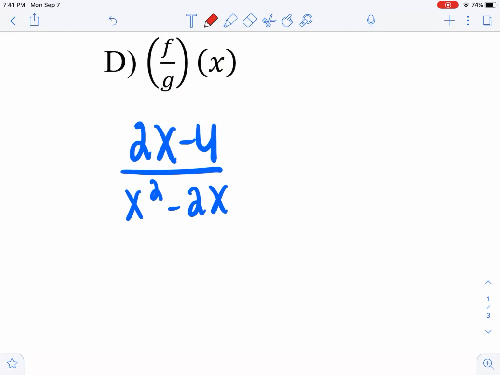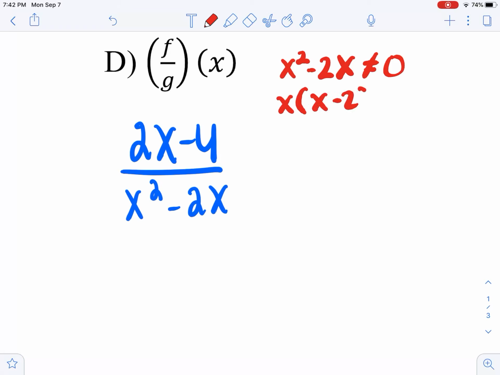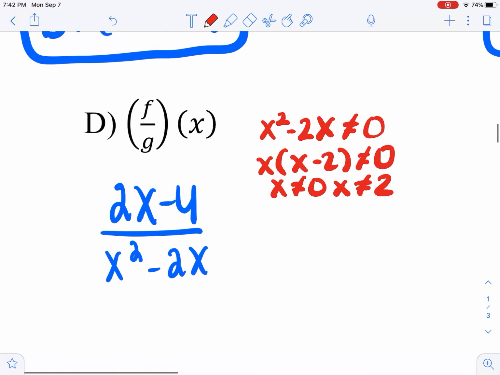Are there any restrictions here? Yes, there are. We have a denominator. Denominators cannot be equal to 0. So I need to solve that. It's a quadratic with an x squared and an x. First thing I ask is, can I solve by square rooting? No, because there's an x squared and an x. So I'm going to try to factor it. There's a GCF of x. So x can't be 0, x can't be 2.